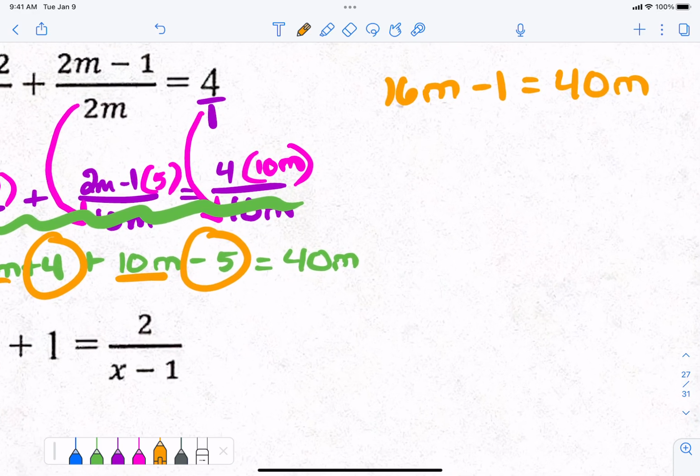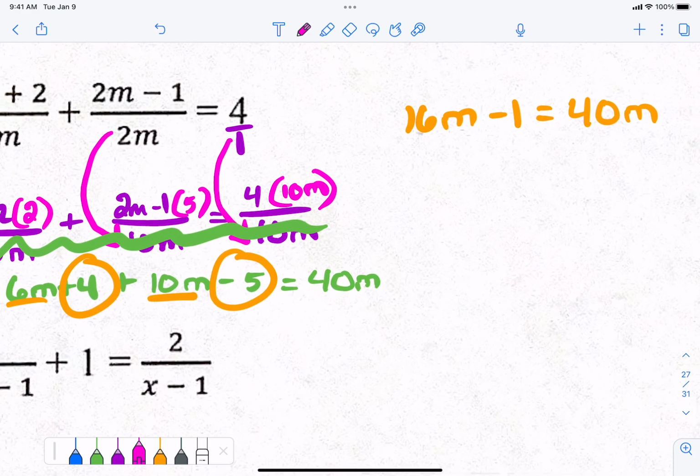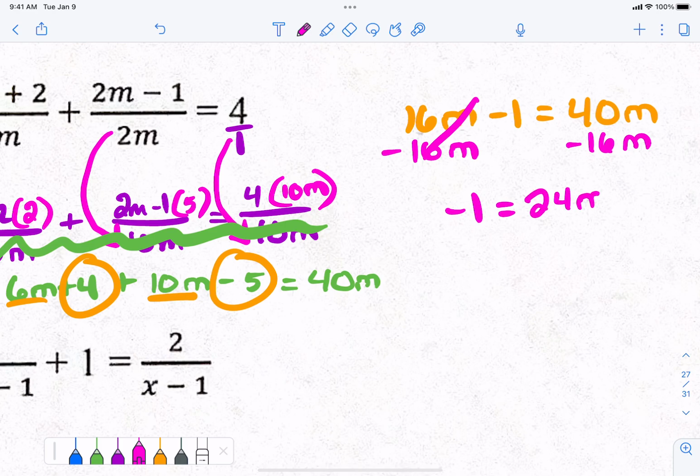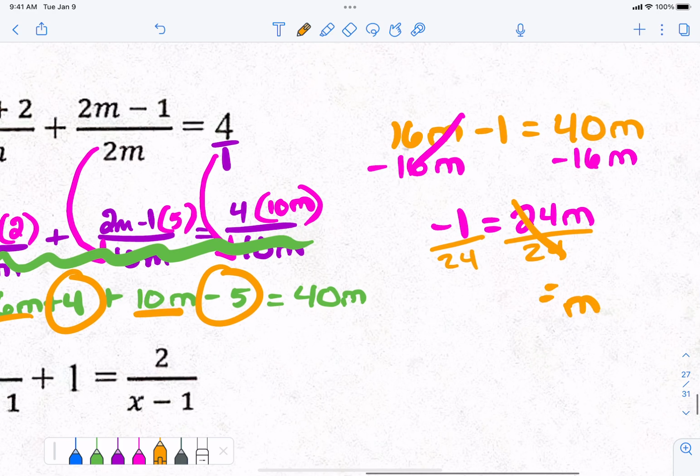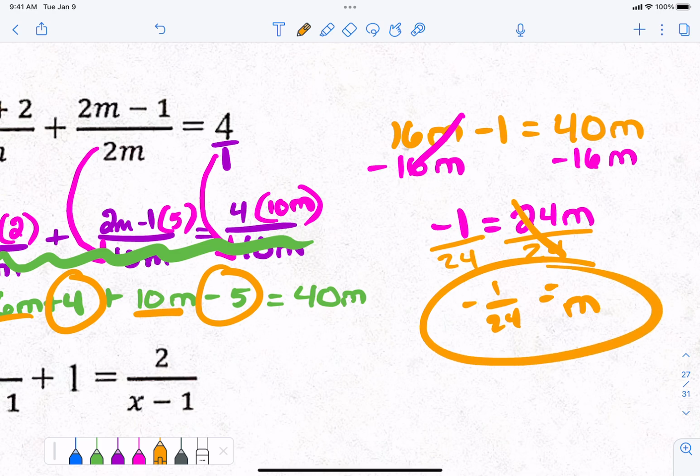All right. Then subtract 16m from both sides. Negative 1 equals something like 24m. Then what? Divide by 24. So negative 1 over 24 is your answer, or you can convert it to a decimal. I'm going to leave it as negative 1 over 24 because I'm going to be lazy. Gross. Bad answer. Okay?